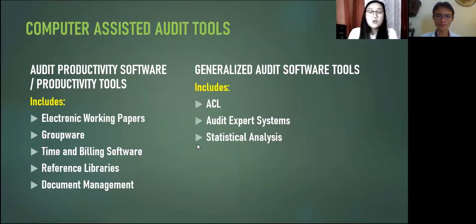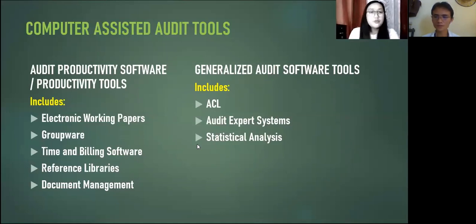Computer-assisted audit tools are also classified into two. The first is audit productivity software, also called productivity tools. And the second one is generalized audit software tools. The productivity tools include electronic working papers, groupware, time and billing software, reference libraries, and document management. While the generalized audit software tools include ACL, Audit Expert System, and Statistical Analysis. We will be discussing them one by one.